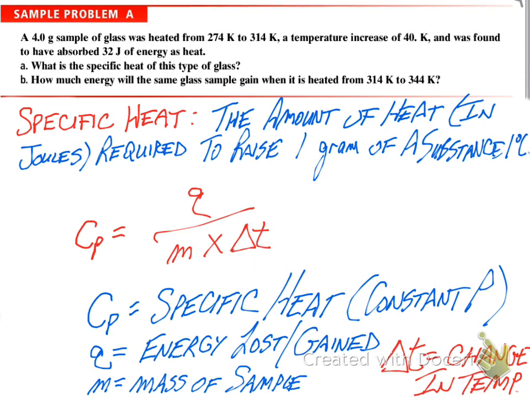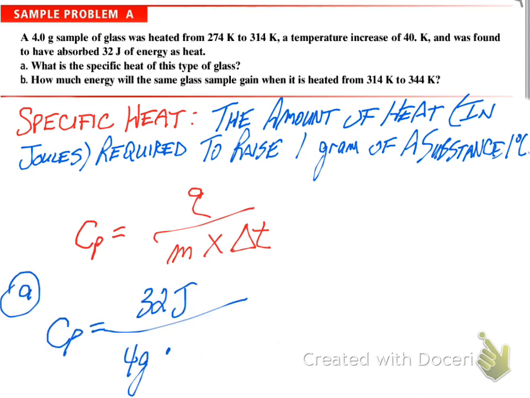So take a minute, and the moderator, you can pause if need be, but take a minute to write down the equation Cp equals Q divided by m times change in T, and write down what all those things mean, because we are going to go on and solve this problem. So pause here if need be.